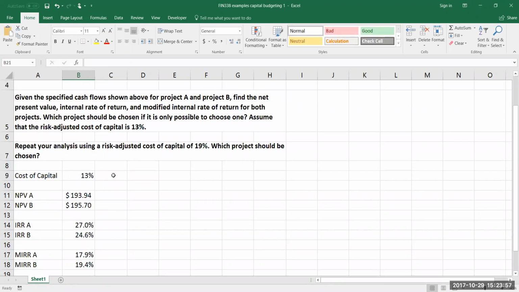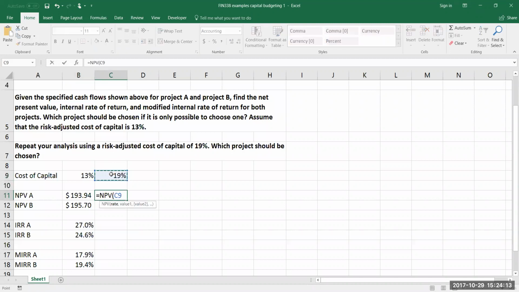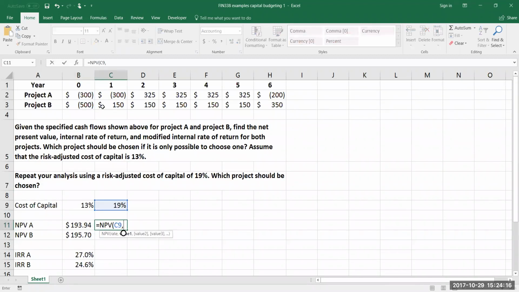All right, so now what we're going to do is repeat the analysis using a risk-adjusted cost of capital of 19%. So in this case, we'll just set up another column here, and we will repeat the calculations. So equals NPV, and the rate this time is going to be 19%. And then our value 1 for project A, starting in year 1, continuing through year 6, close parentheses, plus, incorporate year 0, and enter. And it's a lot lower because we have a higher discount rate, so the present value of these future cash flows has gotten a lot smaller.